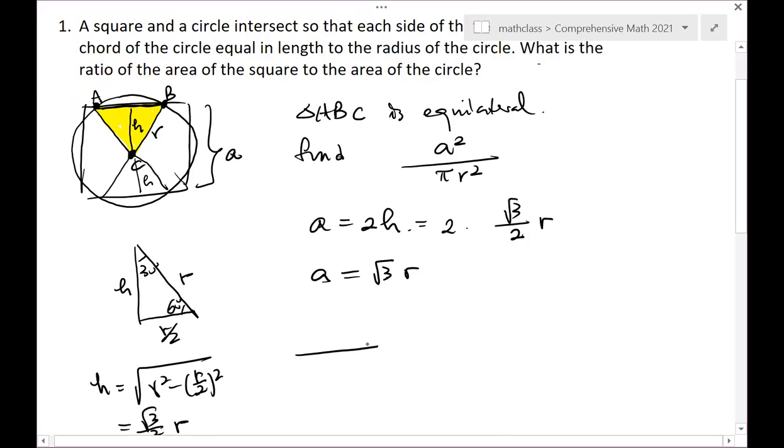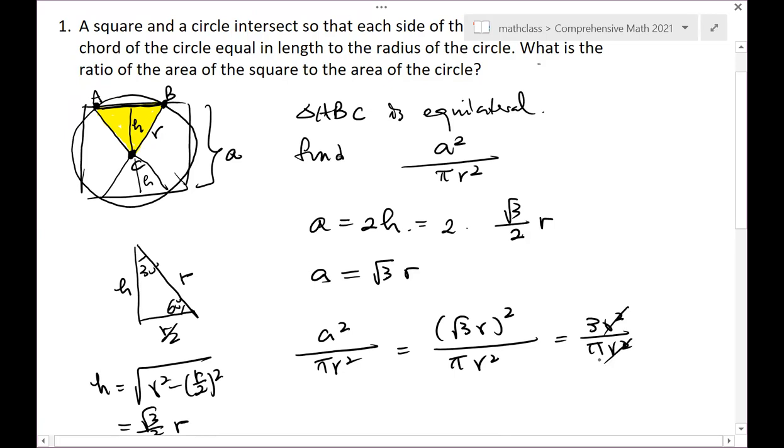Then the ratio is obvious now, right? It's 3R squared over pi R squared, and after simplifying, R squared is gone, so the ratio is 3 over pi. This is independent of the size of the circle or of the square. This proportion is preserved when you change the size of the square.